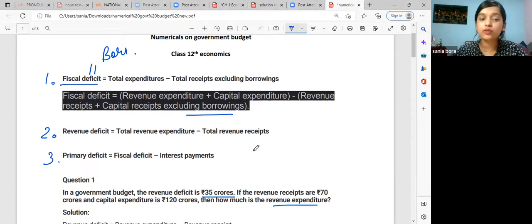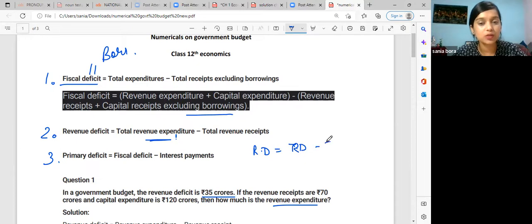Most of the time, for example here, you have to find revenue expenditure. That means you have to find this one. You have to find this formula. Sometimes in the exam hall, your formula is revenue deficit equals total revenue expenditure minus total revenue receipt. Maybe in the exam hall, they are not asking you for the revenue deficit. They can ask you to find this.